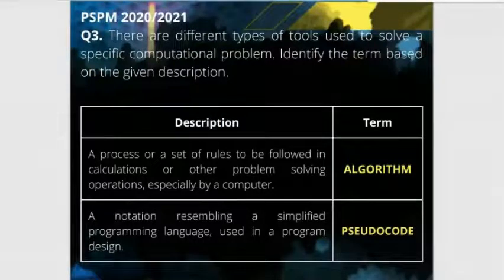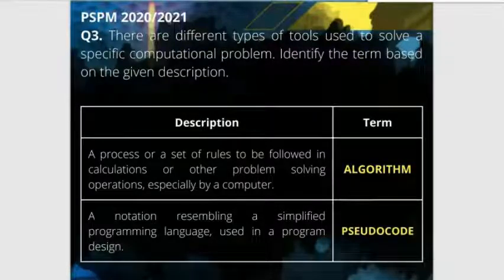All right, so next question, question 3 is, there are different types of tools used to solve a specific computational problem. Identify the term. Okay, the keyword here is term, based on the given description. So let's see the description. It is a process or a set of rules to be followed in calculation or other problem solving operation, especially by a computer.